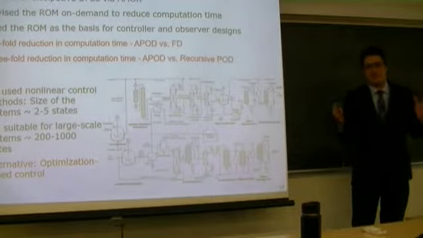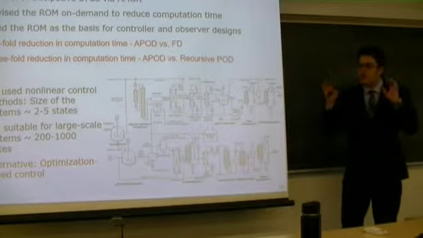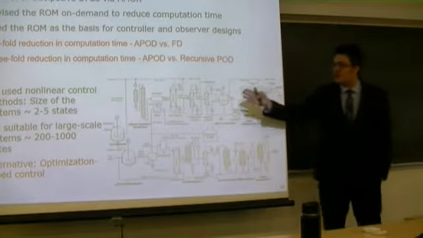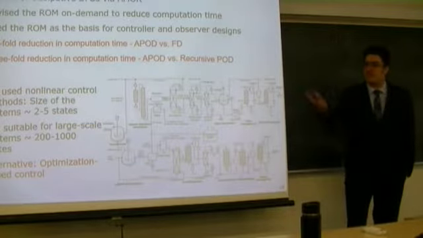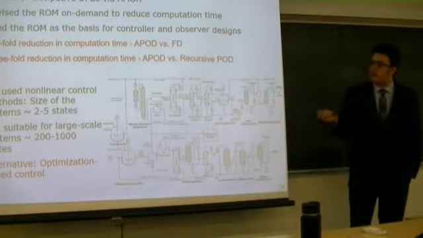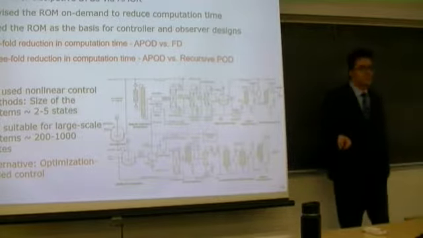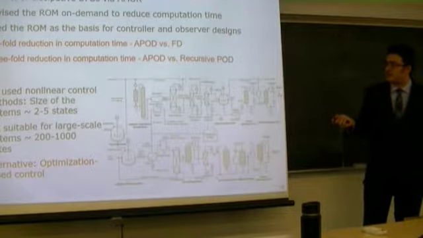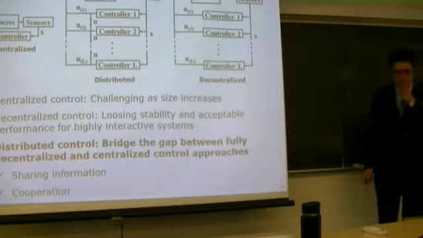But practically, when you want to generate those Lyapunov functions and obtain the control laws, you could only do it analytically for systems consisting of 2 to 5 or maximum 10 states. So this nonlinear control methodology is not suitable for large-scale systems when we have 200, 1,000 or 10,000 states. So an alternative to bypass this problem is using optimization-based control methodology, which is the subject of the second part of this talk.